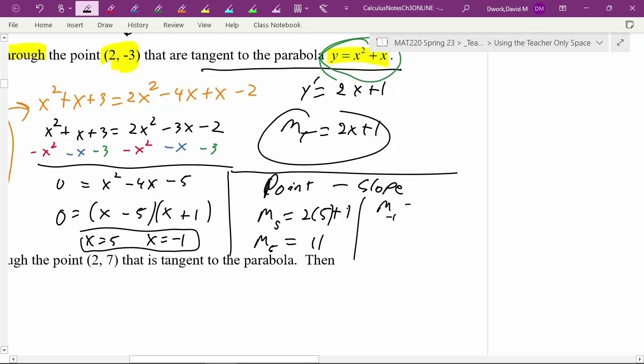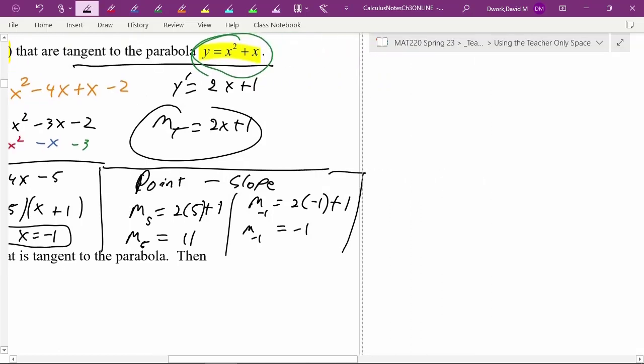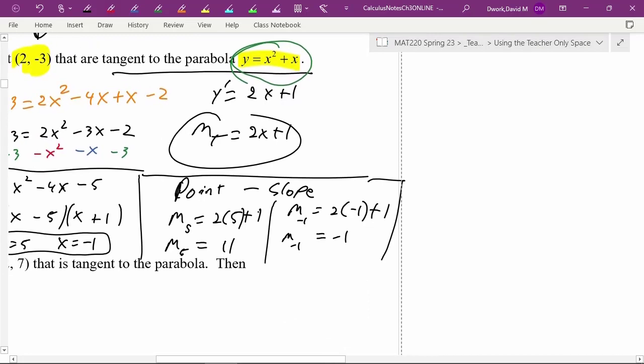And then I need my slope at -1. So if I sub -1 into my slope, that's 2 times -1 plus 1. So therefore, my slope at -1 would be what? -1 times 2 is -2, plus 1. So that'd be -1. So now I have everything I need to write the equation of my line, because I have the point that we're going to pass through, which was (2, -3).